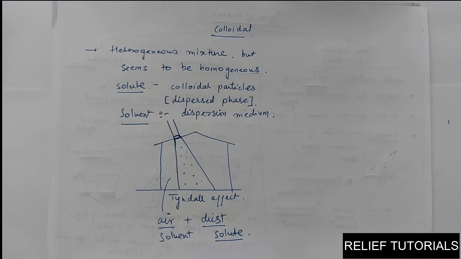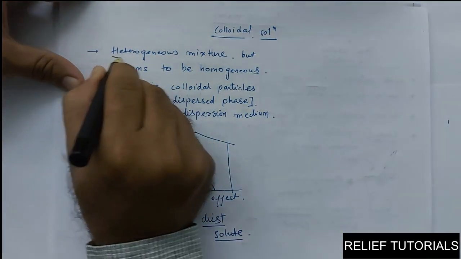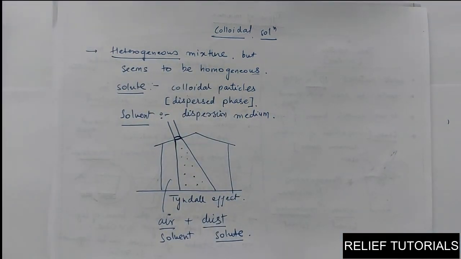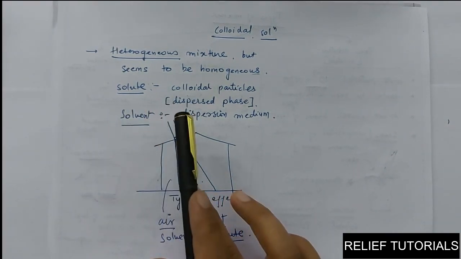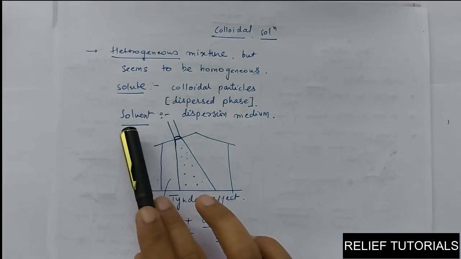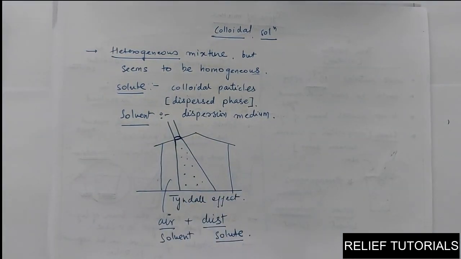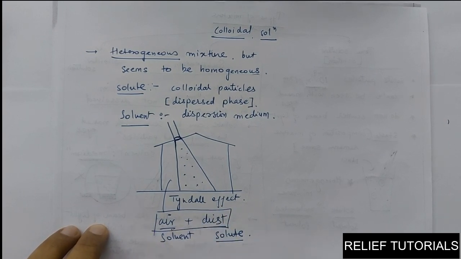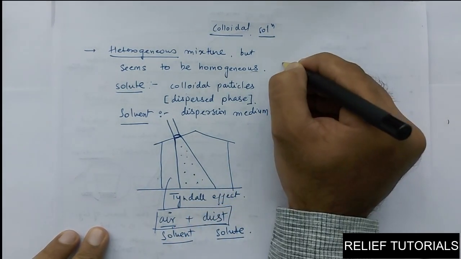Is that clear? So what to remember? Colloidal solution is the heterogeneous mixture, but it seems to be homogeneous. Solute particles are neither too small nor too big, so they are called as colloidal particles. Solvent is called as dispersion medium. So here in this example, it's an example of air plus dust. So air is solvent, dust is solute. These particles are able to scatter the light.